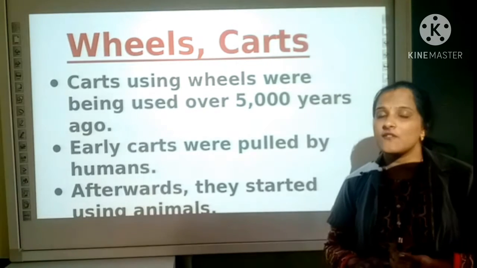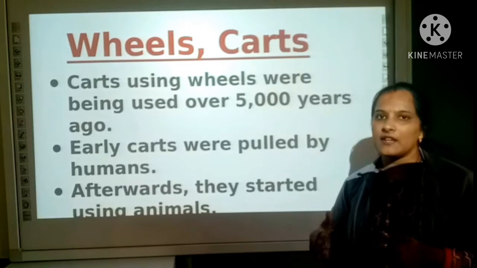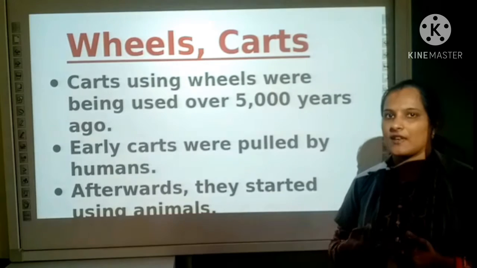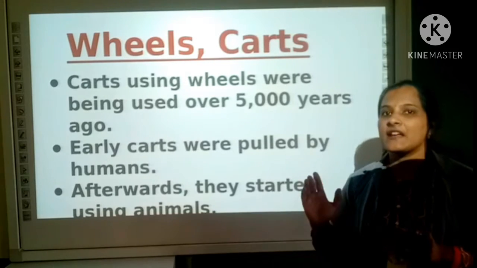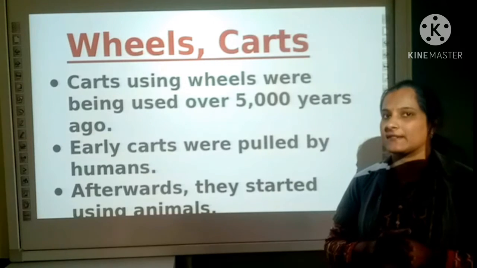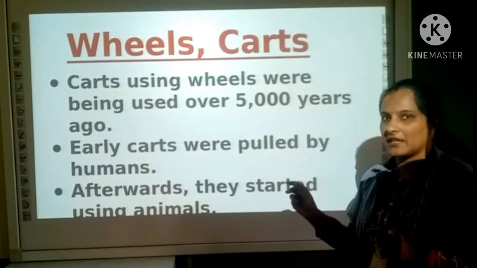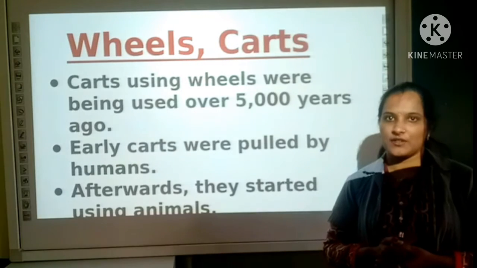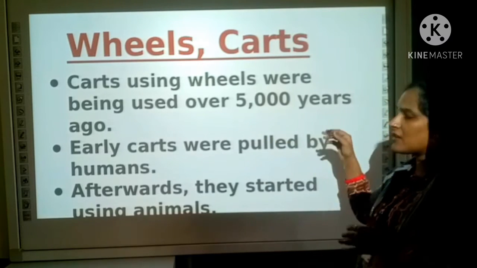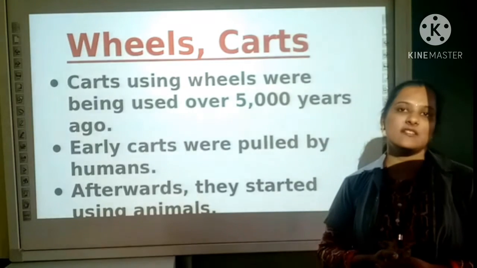Then उनको एक बार आइडिया आया कि if we use a circular shape, anything of circular shape, it can have speed and make our work easier. So he started making the wheel. Okay, so carts using wheels were being used over 5,000 years ago. कितनी centuries आ गए?